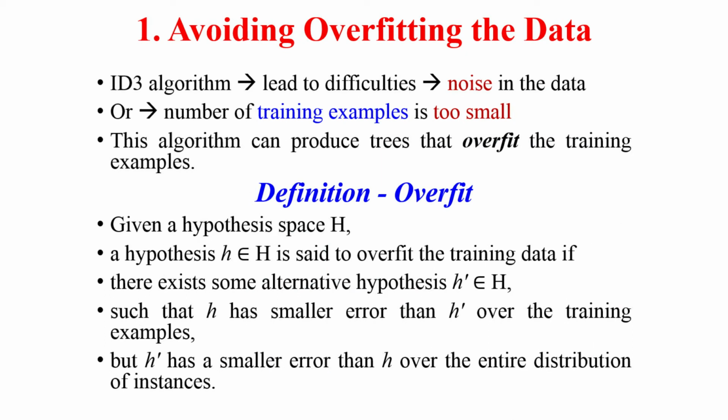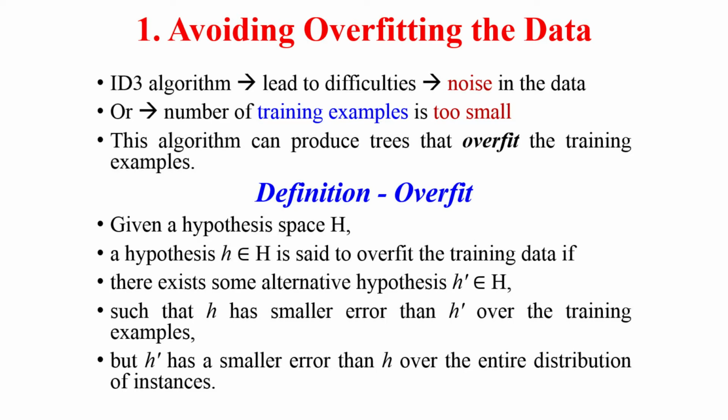The ID3 decision tree algorithm grows each branch of the tree just deeply enough to perfectly classify the training examples. This is sometimes a reasonable strategy. It can lead to difficulties when there is noise in the data or when the number of training examples is too small. The ID3 algorithm can produce a tree that overfits the training examples.